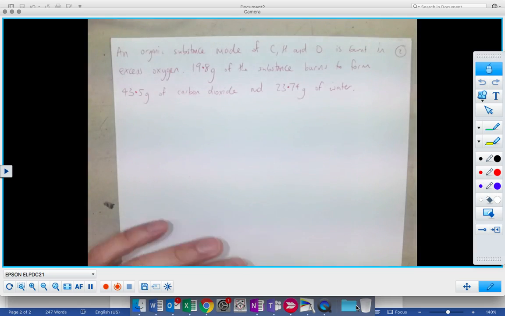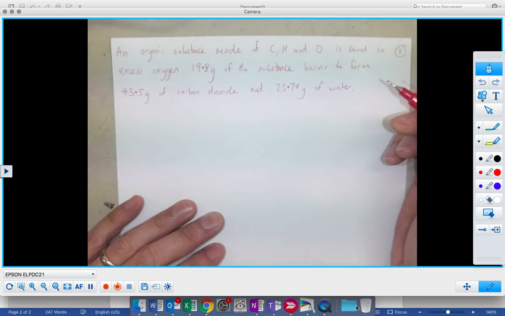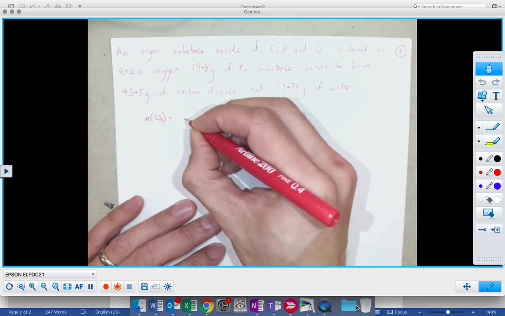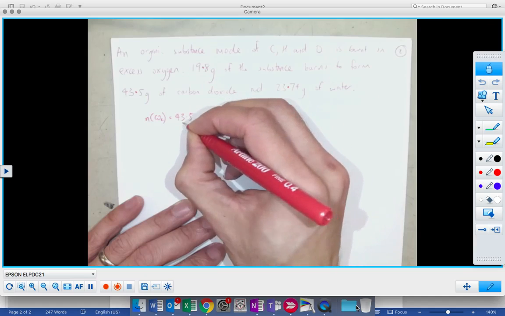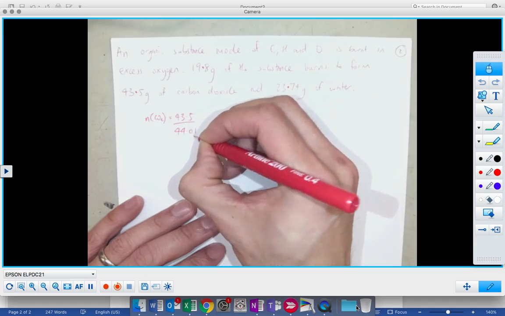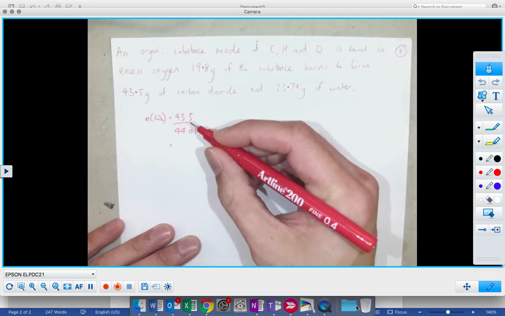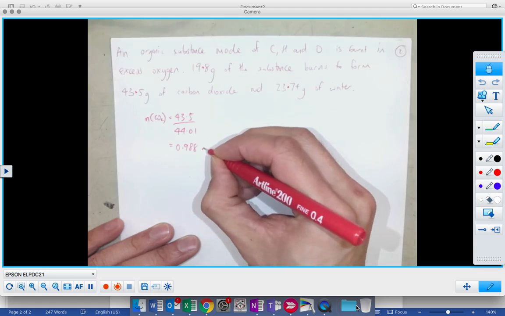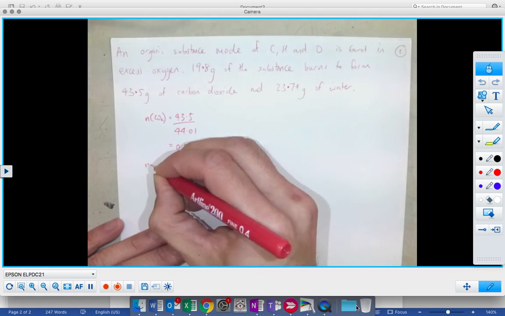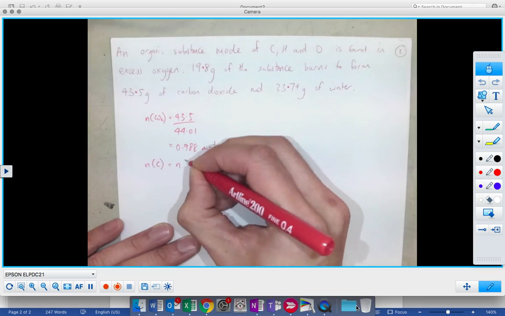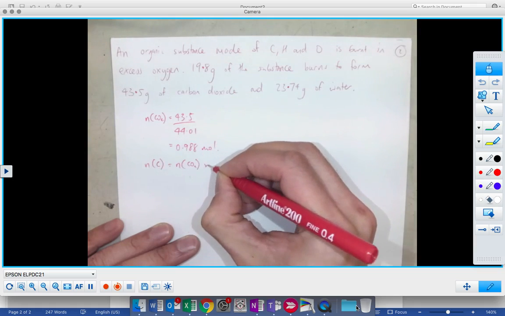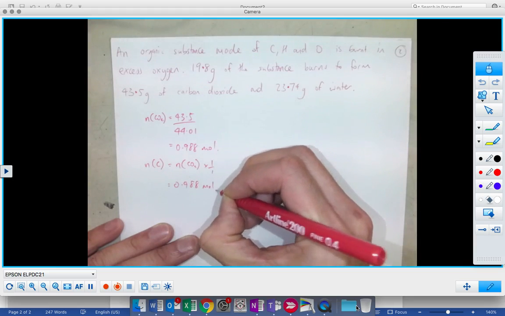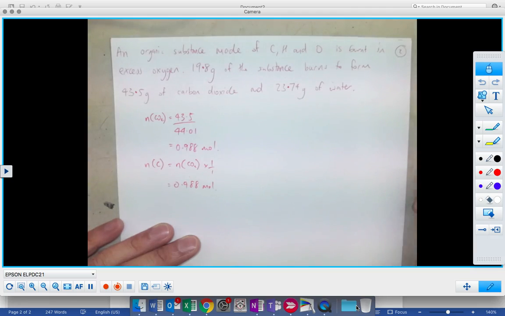The carbon and the hydrogen, we're going to do exactly the same as we did before. So the number of moles of carbon dioxide is equal to 43.5 over 44.01, which happens to be 0.988 moles. This gets me the number of moles of carbon because it's going to be equal to the number of moles of carbon dioxide. And I'm done for the carbon.